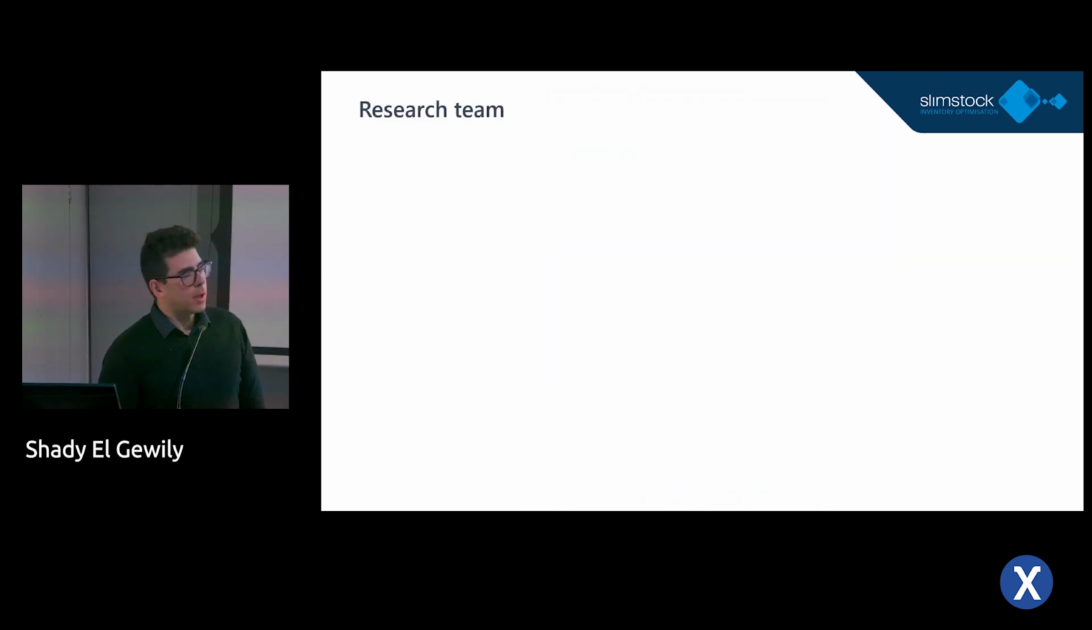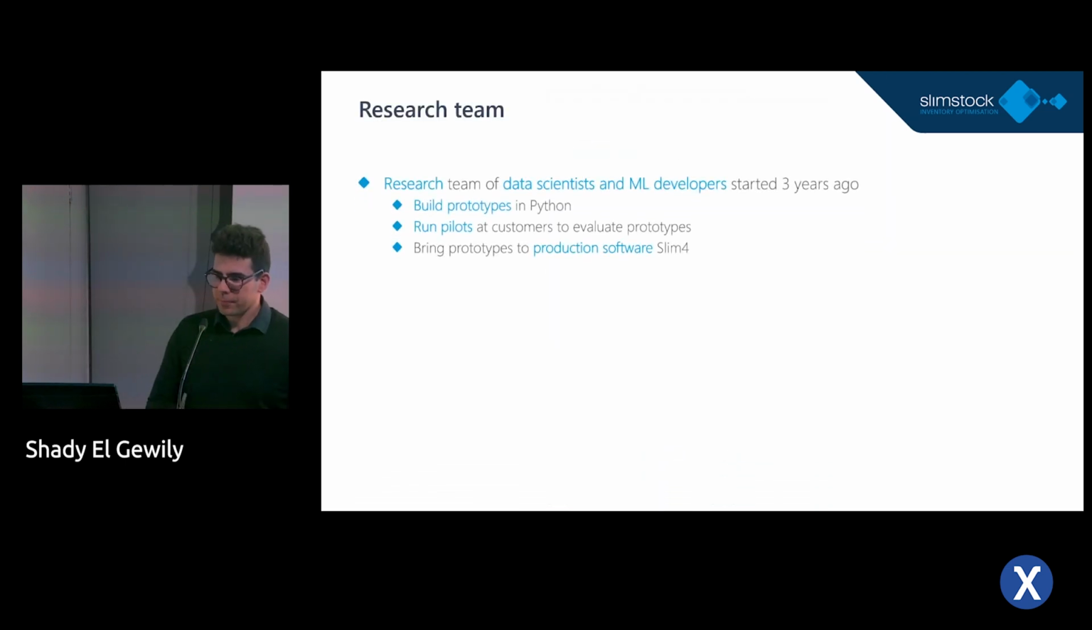Now, the research team consists of a small team of data scientists, machine learning developers. We started 3 years ago, and we do many different things. But I think the most important things are we build prototypes in Python. We run pilots at end customers of Slim4 to evaluate prototypes. And then we bring the prototypes that are working well into our production software in Slim4.